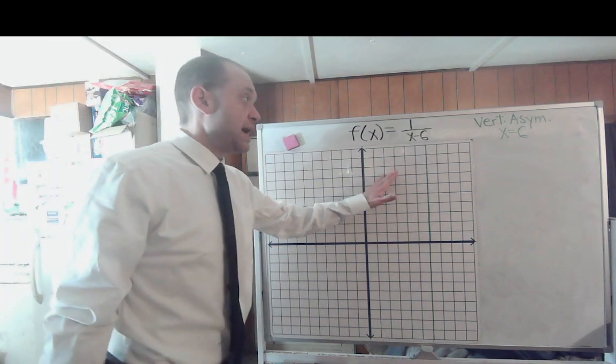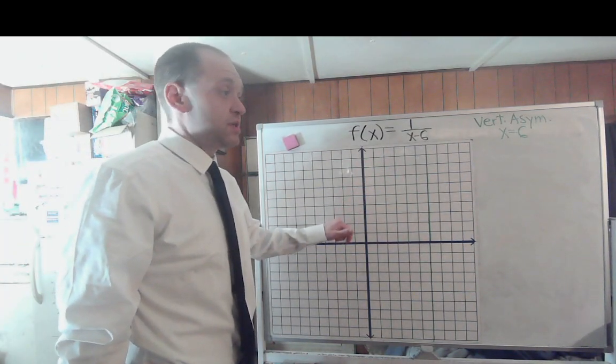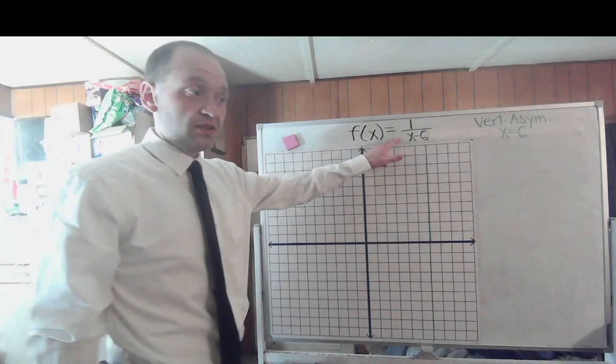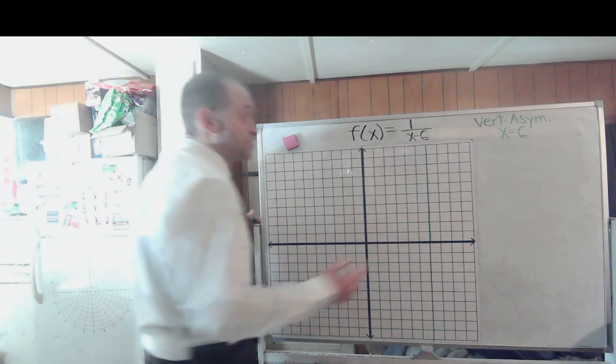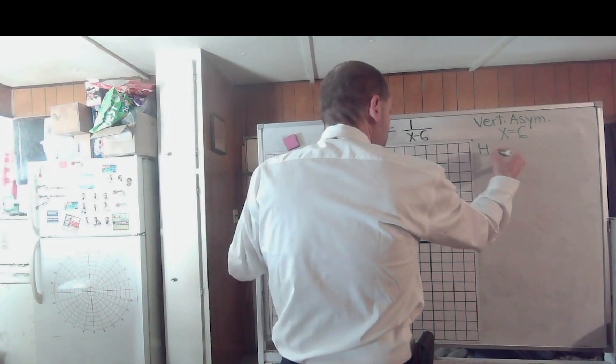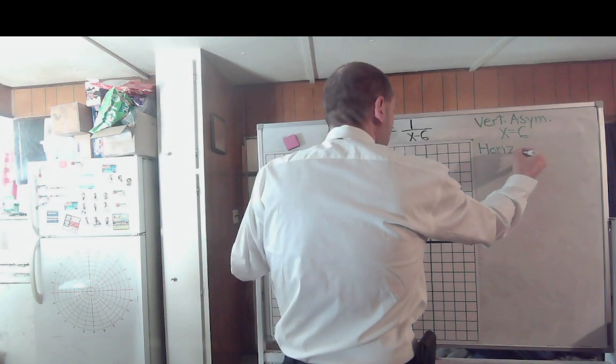Now, what about a horizontal asymptote? The degree of the numerator is less than the degree of the denominator, so you have a default horizontal asymptote at y equals 0.